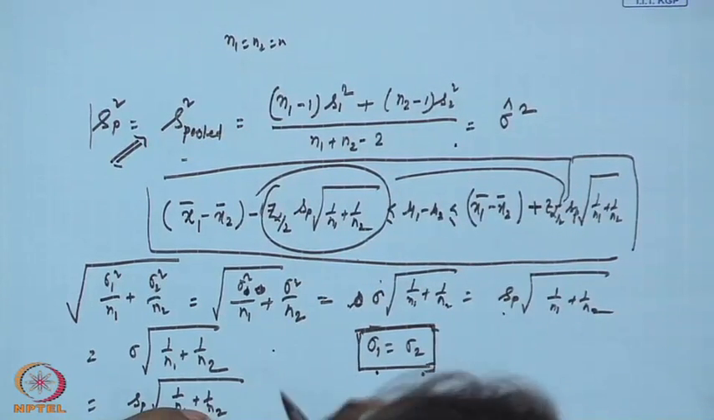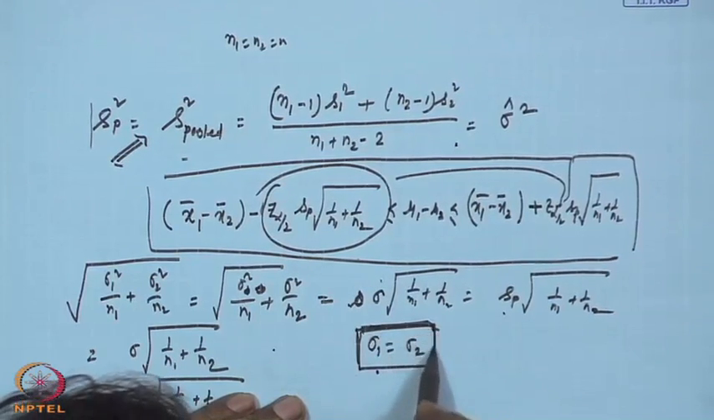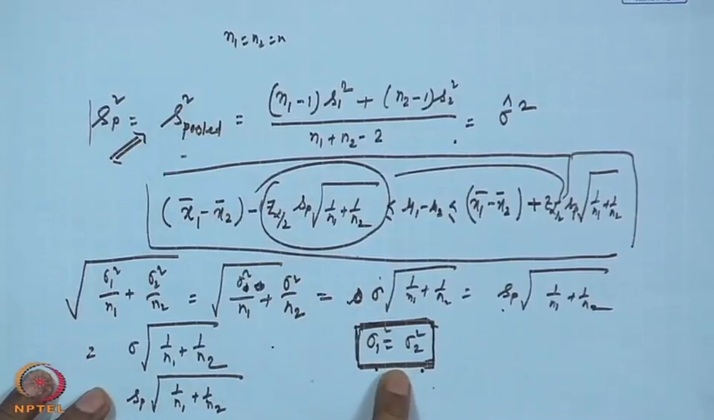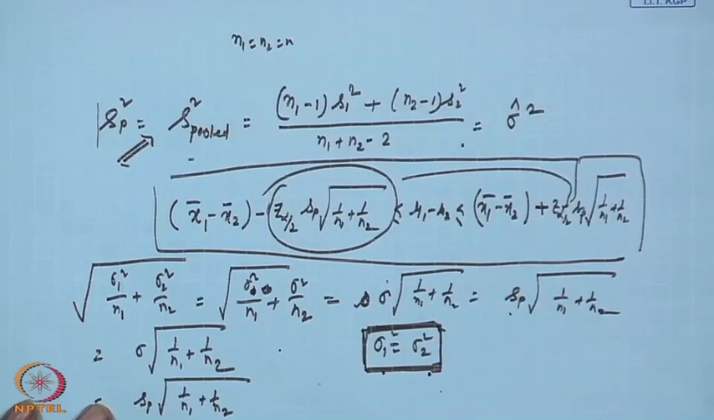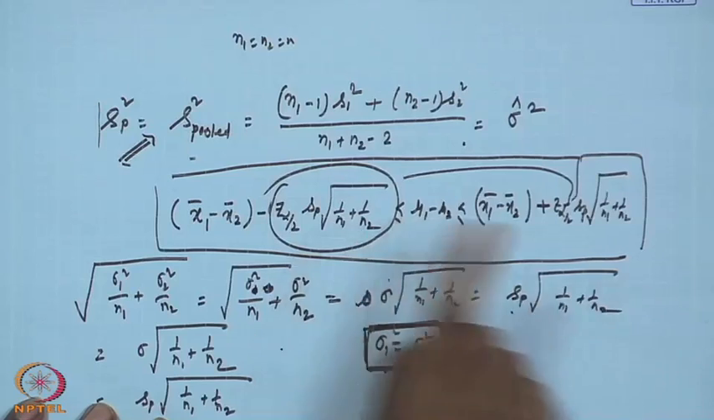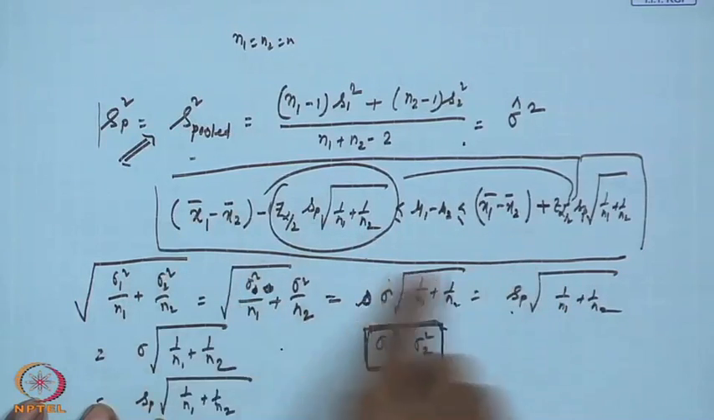Getting me? Now, how do you know that sigma 1 square equals sigma 2 square? The equality of variance, how do you know that equality? That is to be tested, because if you want to use this formulation, you also need to test that the two population variances are equal. If the two population variances are not equal, then you cannot go for this. Suppose population variances are not equal, sample sizes are different and small, then you cannot use the Z distribution.